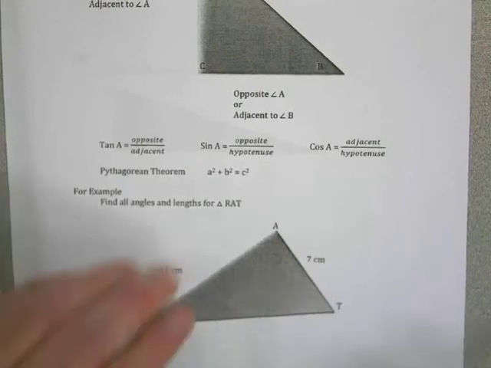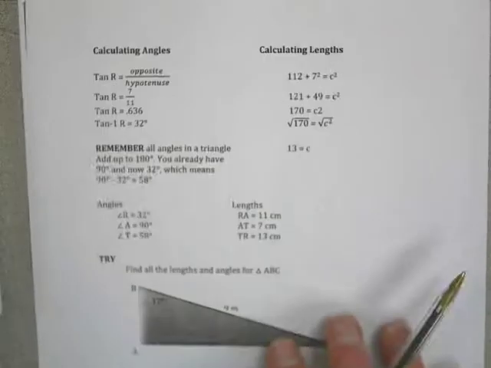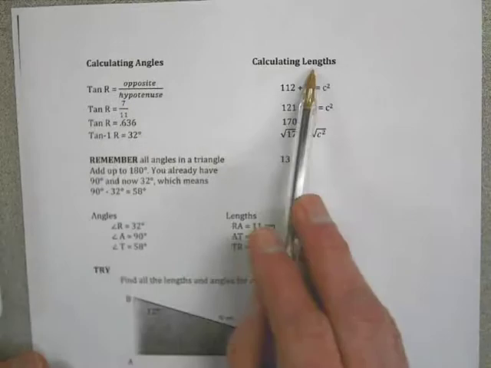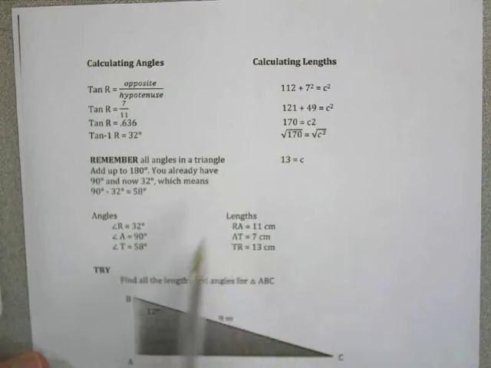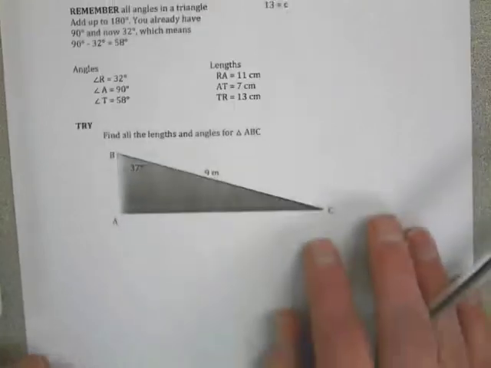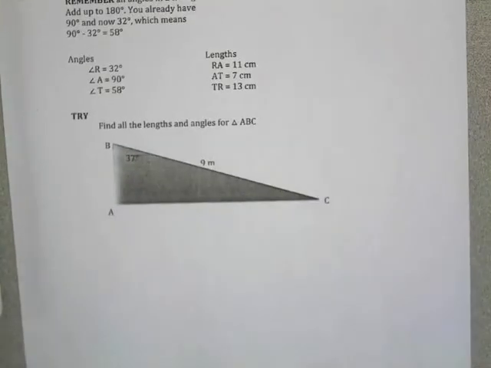So this one, if I flip over the page, has already been done for you to calculate all the angles and all the sides. So just read it, get an idea how it works, and once you've done that, then you can try this equation on your own. So stop the tape and try it, or you can watch how I do it.